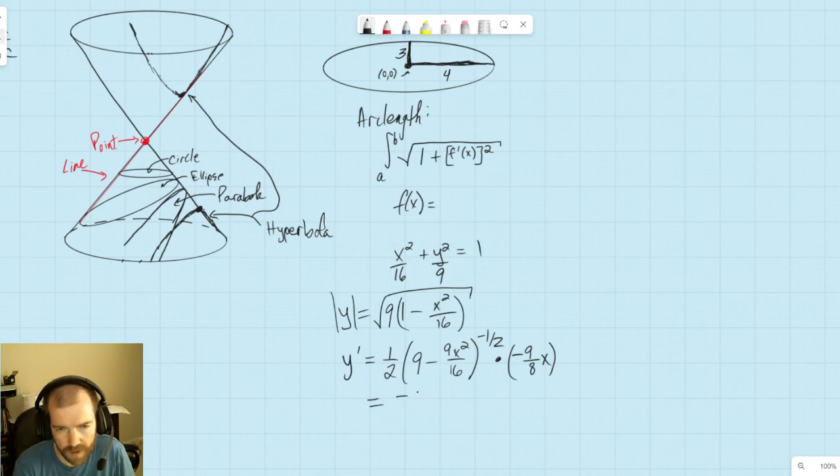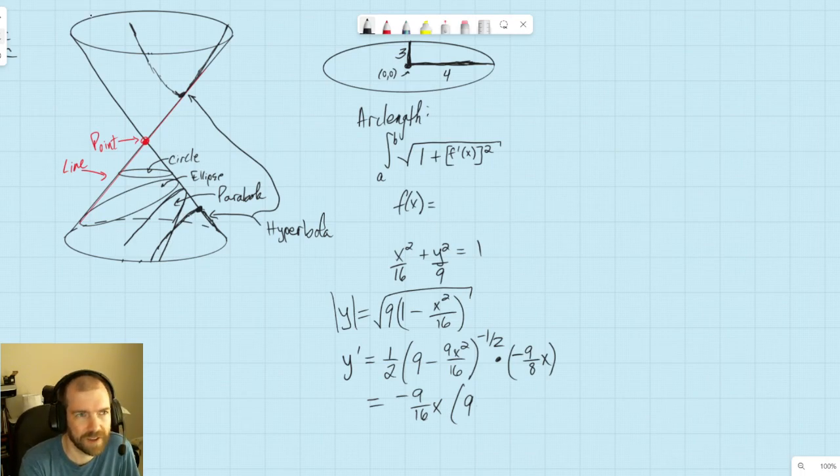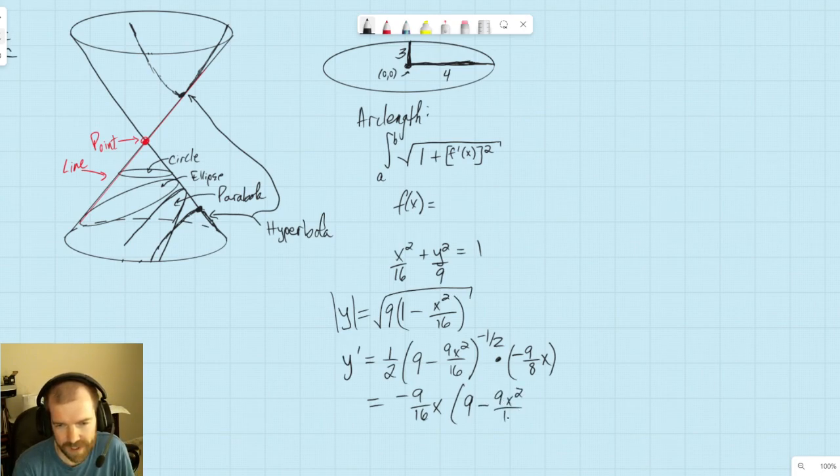That's going to be a negative 9/16 x times 9. Well, we could just pull out the 9. No, we can't. Careful. I mean, we can pull out the 9, but you have to take a square root and all that. So, it's fine. 9x squared over 16 raised to the negative 1/2.